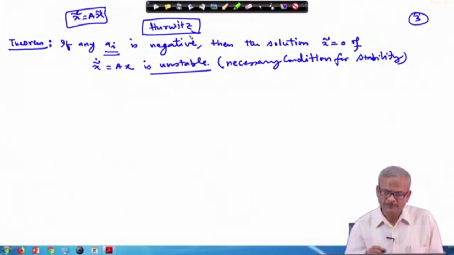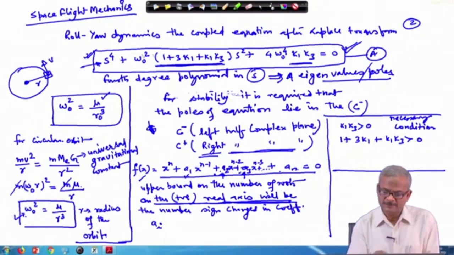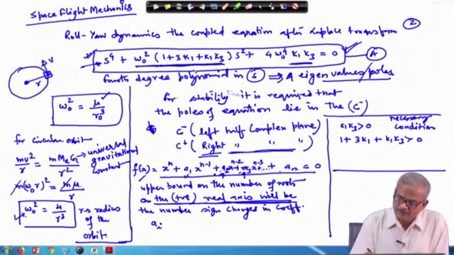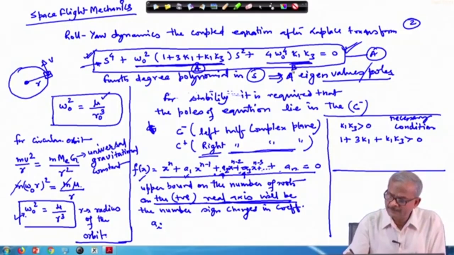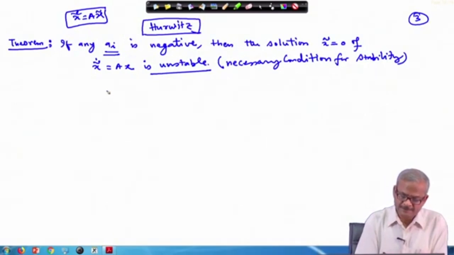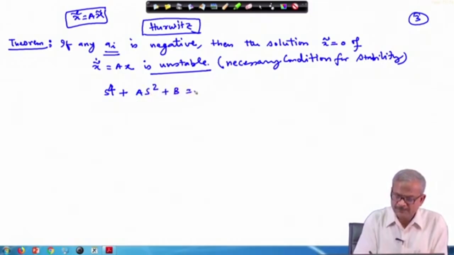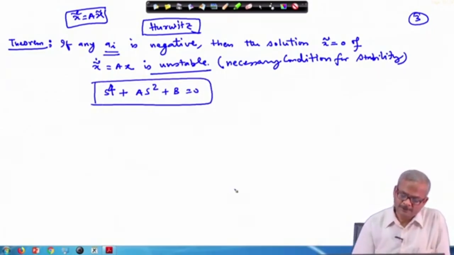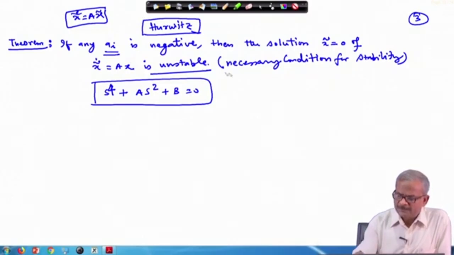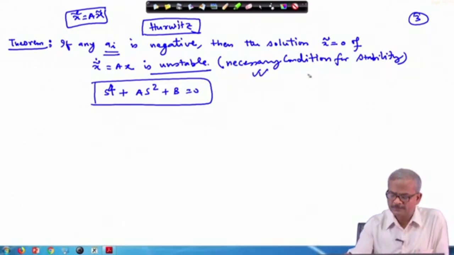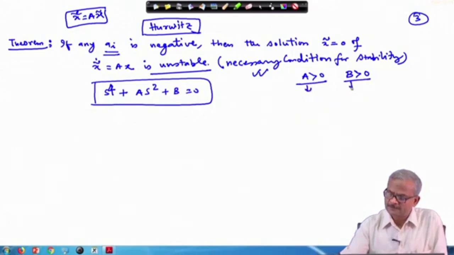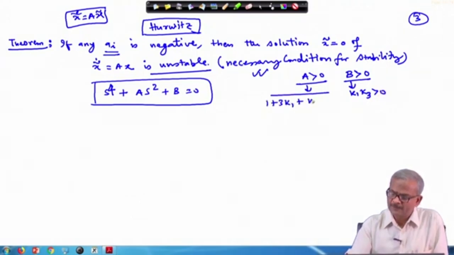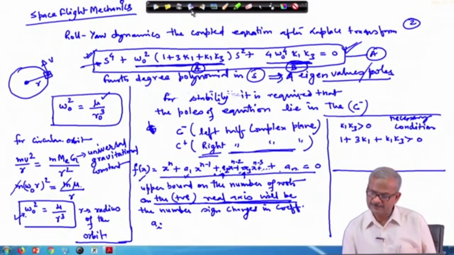Now, what we look for, if we have this problem, is to write this quantity as a and this quantity as b. So this equation can be written as s to the power 4 plus a times s square plus b equal to 0. This is a quartic polynomial. If this condition is satisfied, we know that a should be greater than 0 and b should be greater than 0, implying that k1 k3 should be greater than 0 and that 1 plus 3 k1 plus k1 k3 should be greater than 0. This is what we have written here.